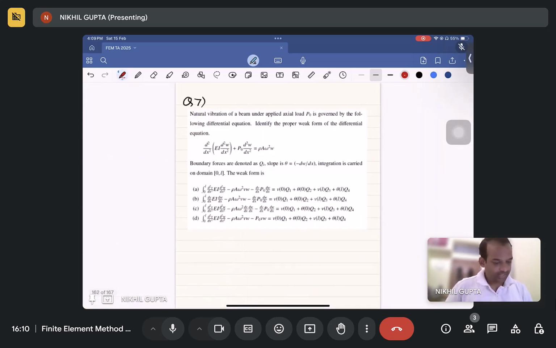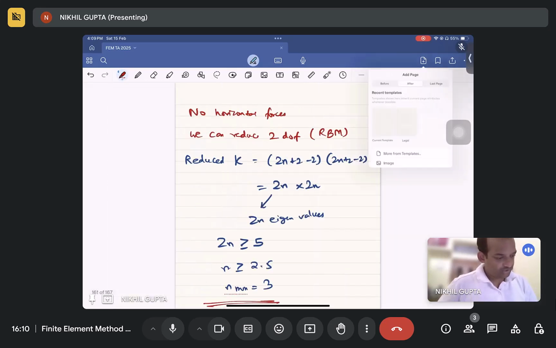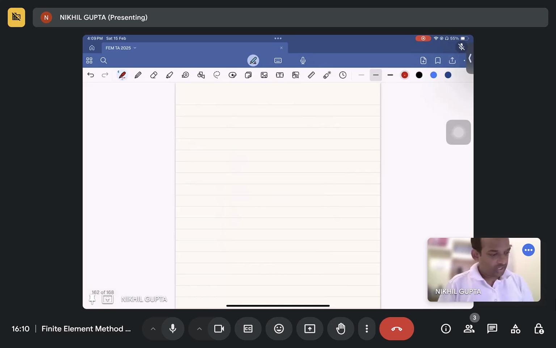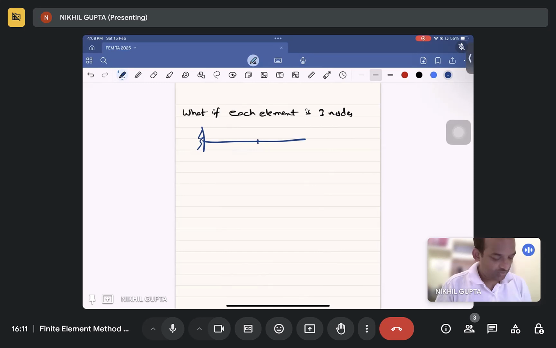Let's go to the next question. I'll ask you one more question related to this also. What if one element was 3 noded? Each element is 3 noded. Means this is your one element and you have 1, 2, 3, like this. Can you guess something?